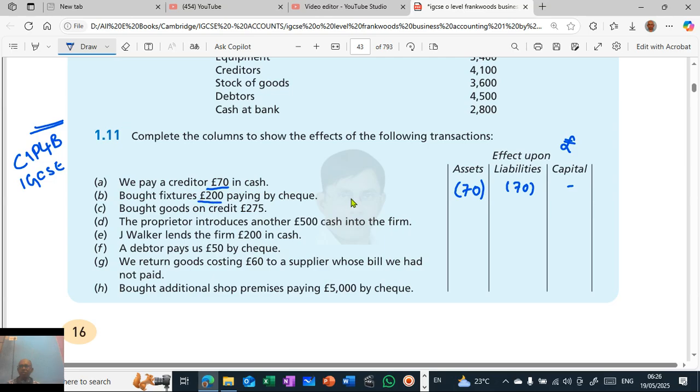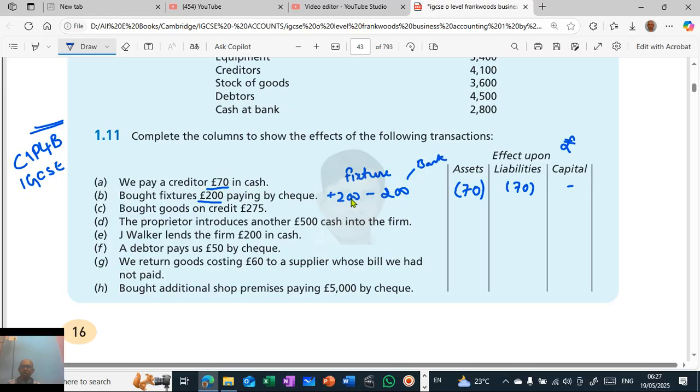Next, we buy fixtures, pound 200, paying by check. So what's happening here? See, an asset will come in. What is the asset? Fixture will come in, that is 200 will come in. This is fixture, and money will go out. So money will go out from bank. It is also 200.